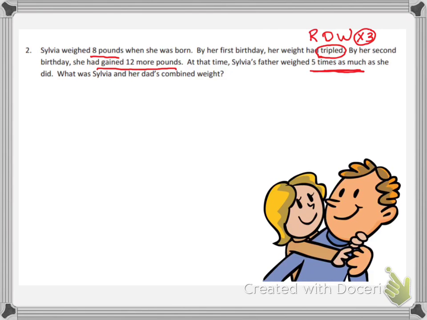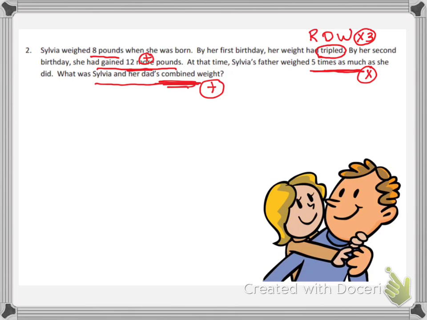There's that multiplicative comparison. Now, the main question is Sylvia and her dad. What is the combined weight? And when we hear the word combined, we're going to be adding. So when we hear 5 times as much, that's our multiplication. Tripled, and we're multiplying. And over here it says she gained 12 more. Just 12 more. We're not making a multiplicative comparison. We're going to be adding this one. So let's get started with the first step.